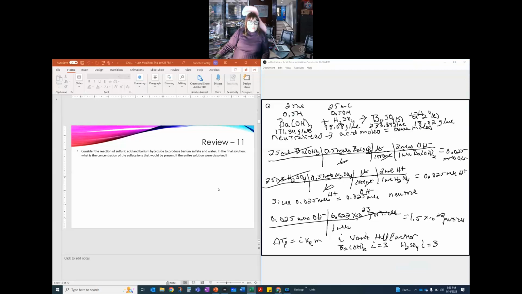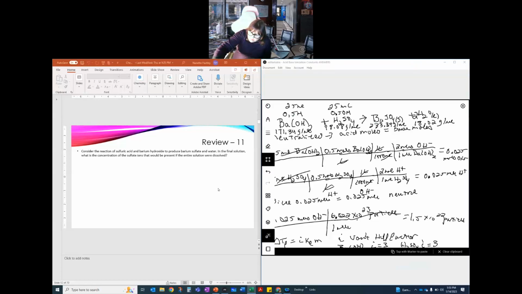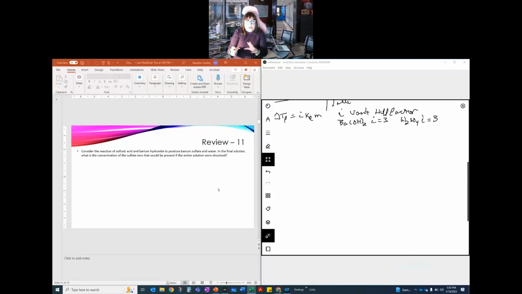Let's look at 11. In the final solution, what is the concentration of the sulfate ions that would be present if the entire solution were dissolved? What is the concentration of the sulfate ions if the entire solution were dissolved? Okay. I'm guessing that this is going to be another one of those places where I need to use this equation. So I'm going to copy it again. Actually, wait, can I do this? Yes, awesome. Sorry, I forgot that this is a new feature and I forgot that it was there.